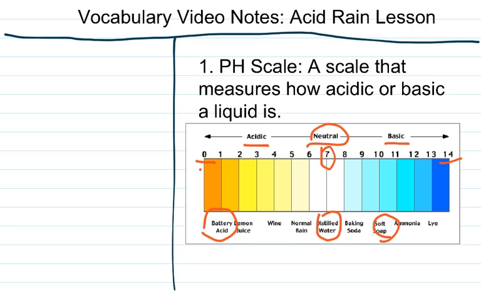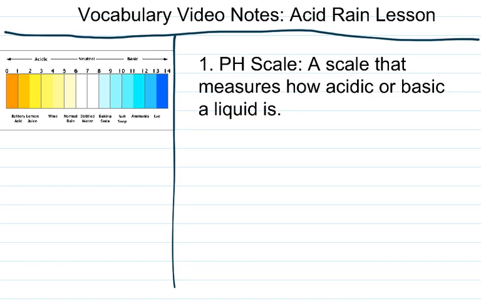Make sure you're paying attention and rewind it if you didn't get it, because it will be on the next vocabulary quiz. Alright, this one should be a fairly easy drawing. Go ahead and draw the scale. Remember 0, very acidic, 14, very basic, and 7 in the middle is water.